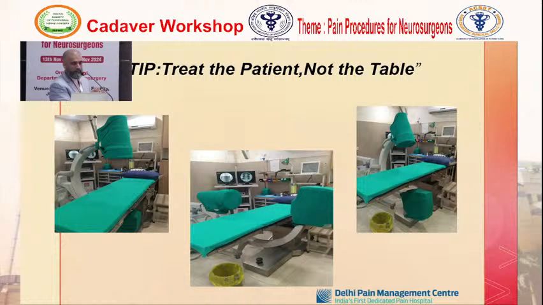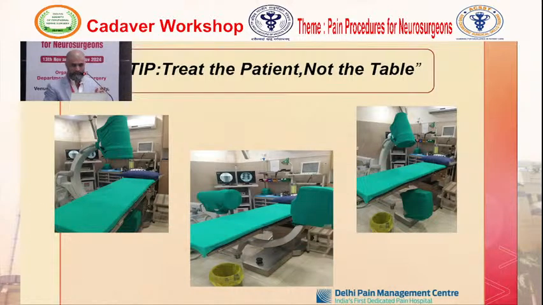Now, these are the standard images: AP, oblique, and lateral. So what I have mentioned is, treat the patient, not the table. What I have seen is people when they start off, they are obsessed with the degrees: that 5 degrees has to be done, 10 degrees has to be done. It is not based on the fluoroscope. It is based on the patient and the image that you get.